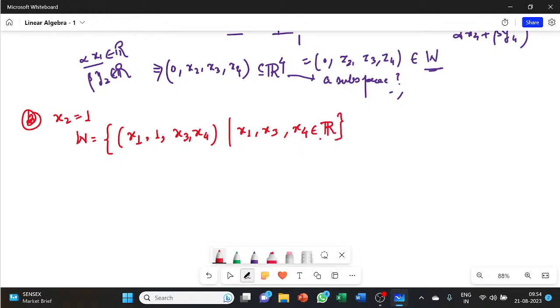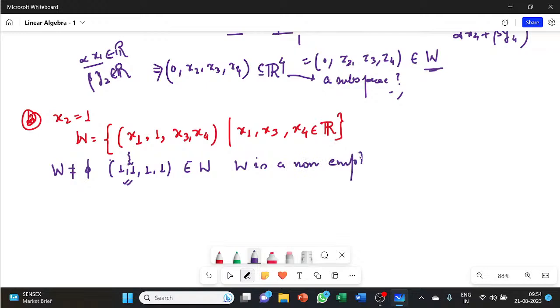Okay, so we are talking of this particular subset of R power 4. Now clearly one can see that W is a non-empty subset. Why? Because you know that (1, 1, 1, 1) belongs to W, isn't it? The only condition that needs to be satisfied is whether x2 is 1 or not, and all other things can belong to R. Yes, indeed, this belongs to W. So we can say that W is a non-empty subset.